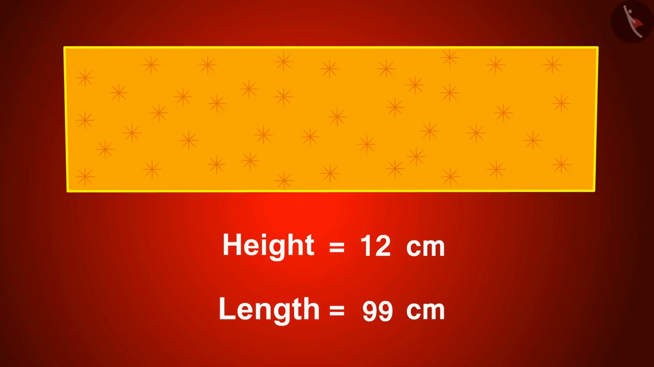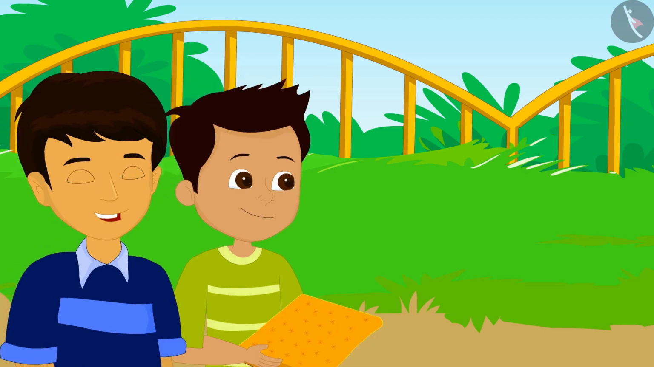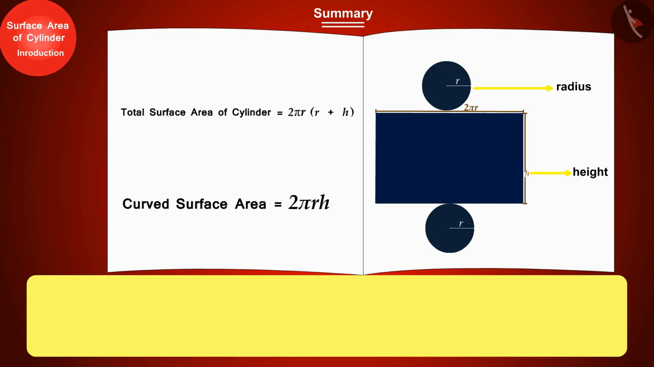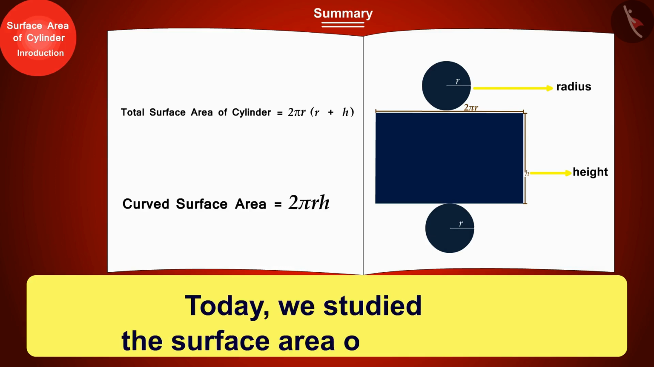Thomas bought a 99 centimeter long and 12 centimeters broad cloth from the tailor, and the two friends returned to their respective homes. In this video today, we studied the surface area of cylinder. In the next video, we will see some interesting examples based on this.